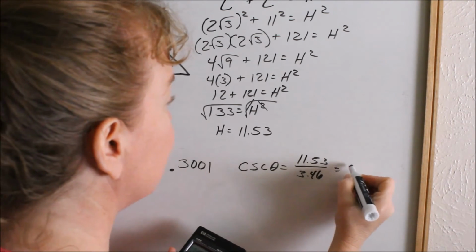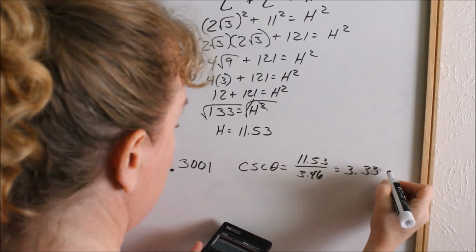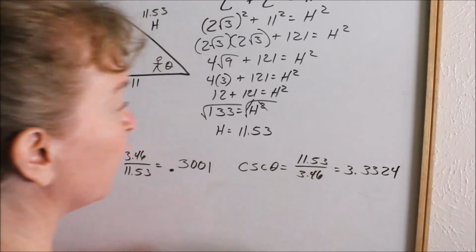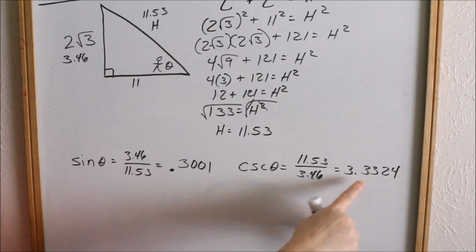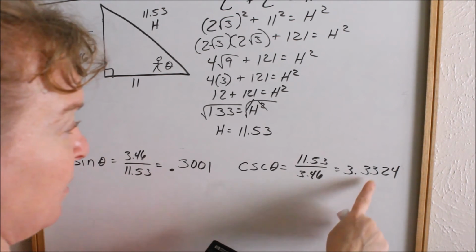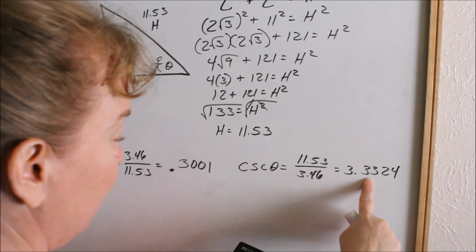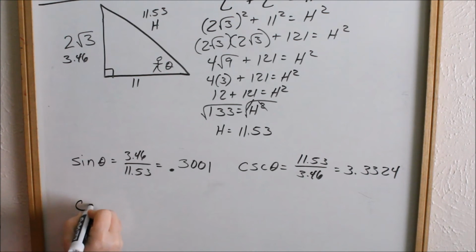And that is 3.3324. When I take the reciprocal of this, I got this, and that should be the same thing as this number divided by that number. I'm going to do 11.53 and divide it out just to prove it. And yes, I came up with the same thing, 3.3324.